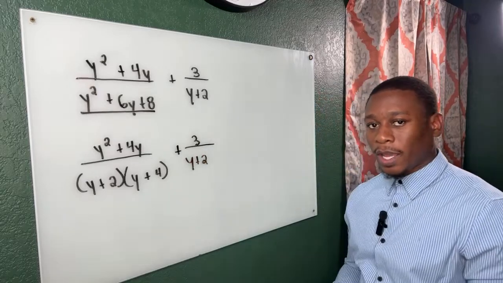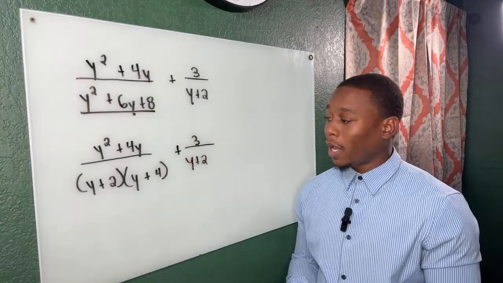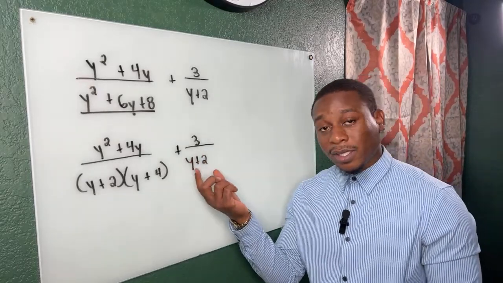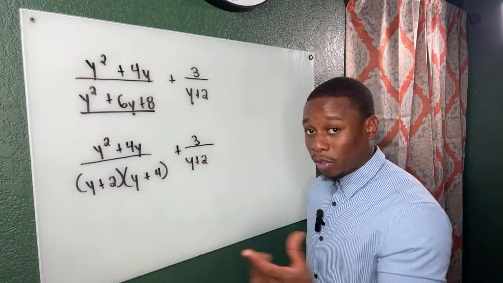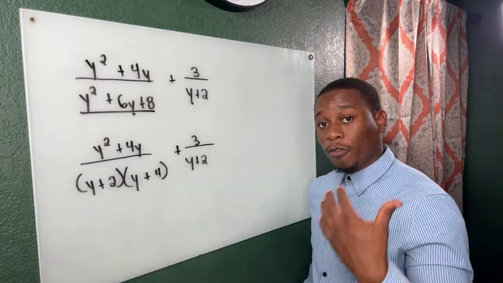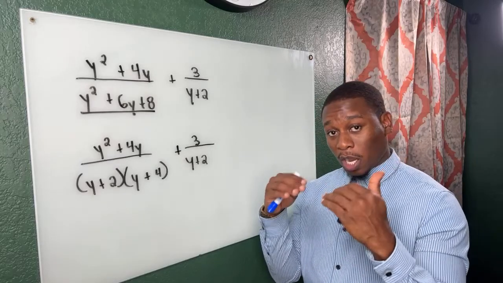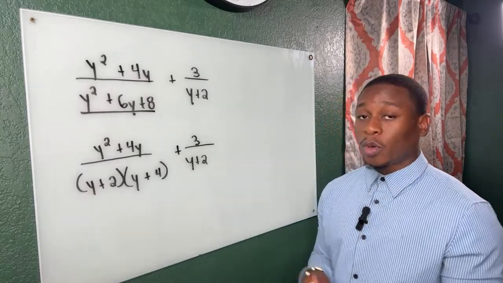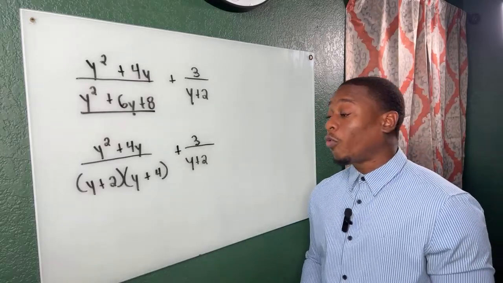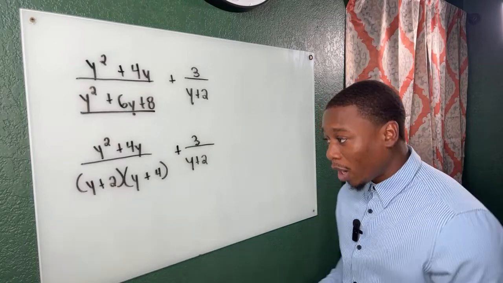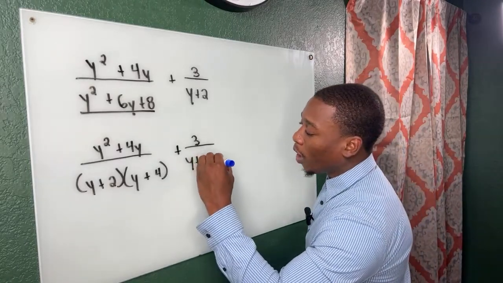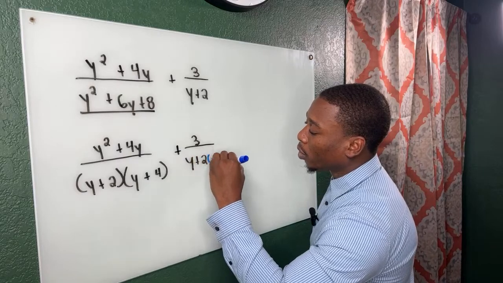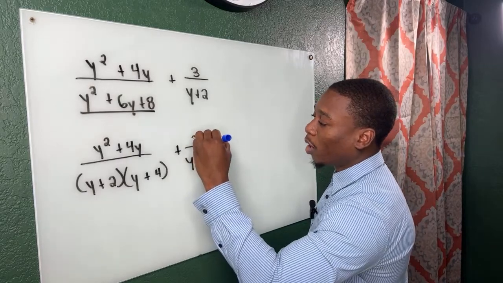Now that we looked after simplifying what we can, I noticed that this second fraction does not have the y plus 4. So before we could actually combine those top numerators, we have to multiply this second fraction by y plus 4. So we have y plus 4 in the bottom. We multiply 3 by y plus 4.